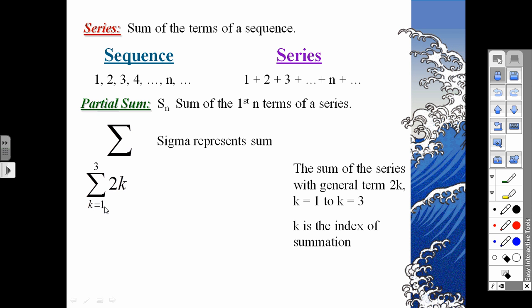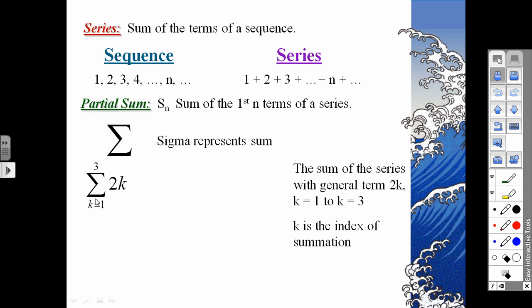The k equal to 1 down at the bottom underneath your sigma, that's telling you the value of k that you're going to start plugging into your rule in order to get the first term of your series. And you're going to keep plugging in values of k, increasing by 1 each time until you get to this value up here. And that's when you know you're done, after you've plugged in that top value.